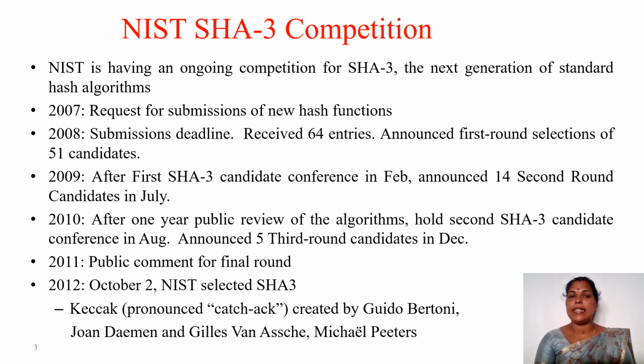And then in 2010, after 1 year, they reviewed all the algorithms, because NIST alone not only reviewed the algorithms, they sent them to many cryptographic experts for review, and they held the second SHA-3 candidate conference in August. Finally, they announced 5 third round candidates in December. In the second round, they announced 14 candidates, and in the third round, 5 candidates in 2010. So they gave the call for submissions in 2007, and finally only in 2010 they announced the third round candidates. Then in 2011 they announced the public comment.